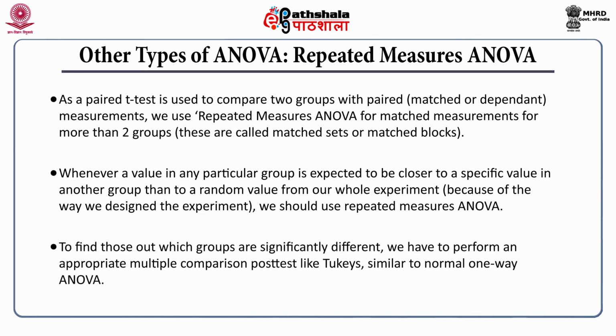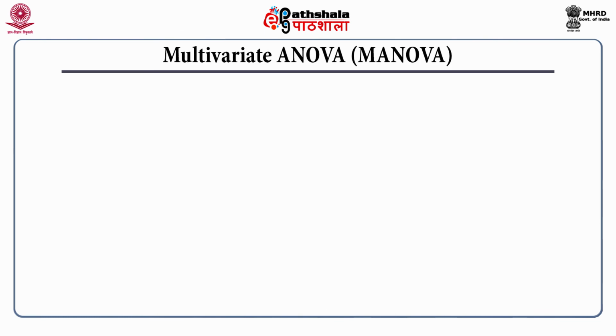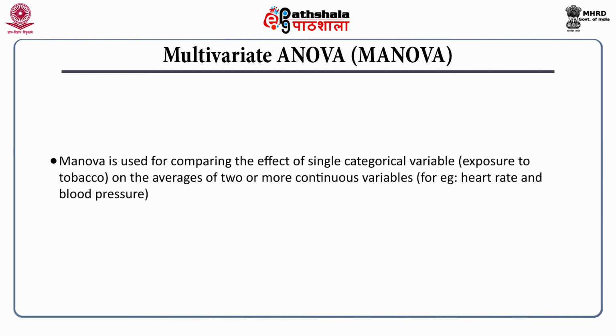To find out which groups are significantly different, we have to perform an appropriate multiple comparison post-test like Tukey's HSD, similar to the normal one-way ANOVA. Next variety of ANOVA is MANOVA, M-A-N-O-V-A, that is multivariate ANOVA. So MANOVA is used for comparing the effect of a single categorical variable, that is exposure to tobacco for example, on the average of two or more continuous variables, for example heart rate and blood pressure.